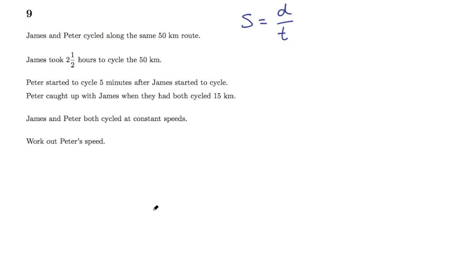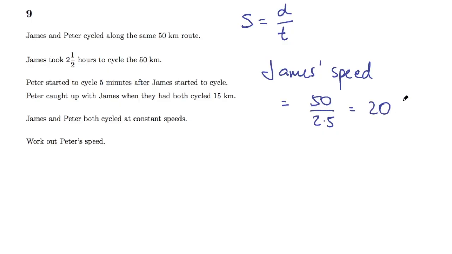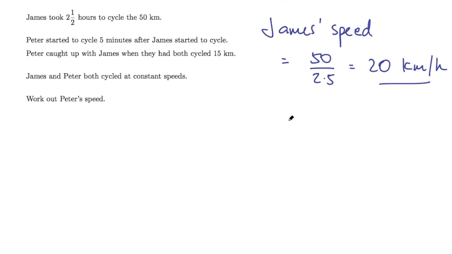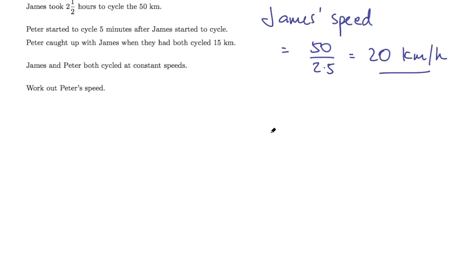So the first thing we can work out is James's speed, because we know he took 2.5 hours to cycle the 50 kilometers, and they both cycled at constant speeds. So James's speed equals distance over time, and that's in hours and kilometers, so the answer is going to be in kilometers per hour. 50 divided by 2.5 is 20 kilometers an hour. So we know James's speed is 20 kilometers an hour.